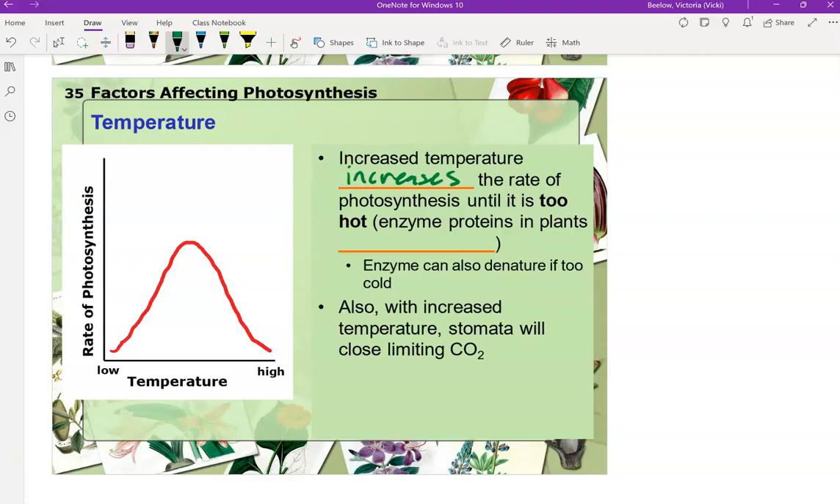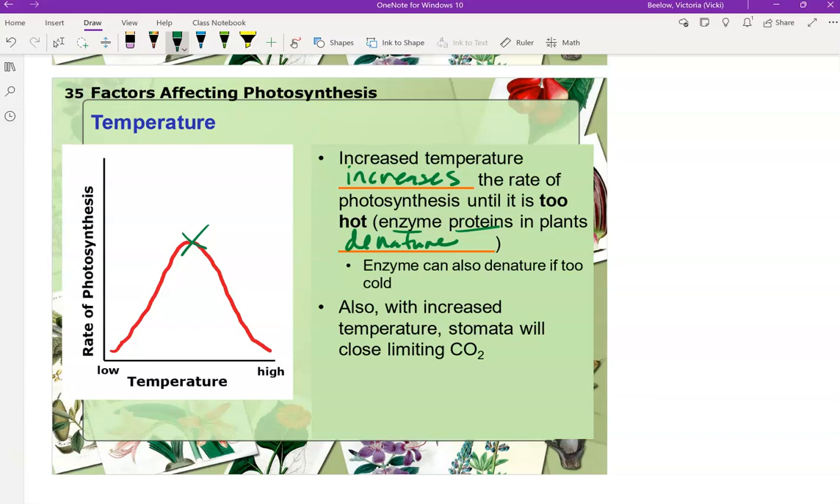If you recall back to our biochemistry unit, when we talked about proteins, specifically enzymes, they have what we call an optimal rate at which they work. There's a peak on that graph. And the thing is, if the plants get too hot, enzymes in plants basically denature, and then those enzymes stop working, and the same thing happens if it gets too cold.